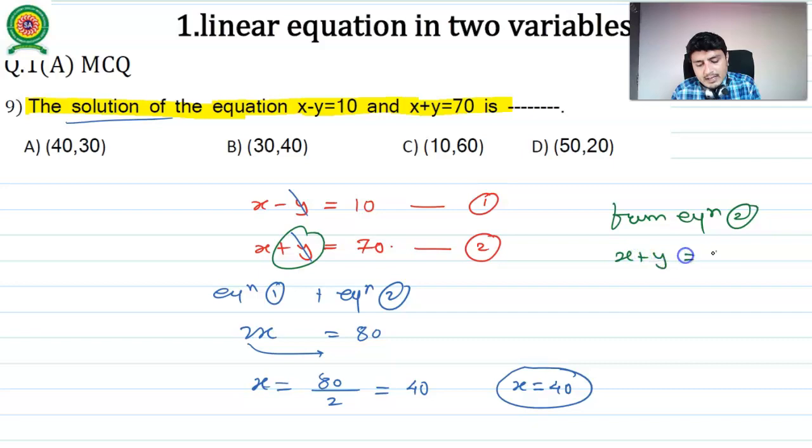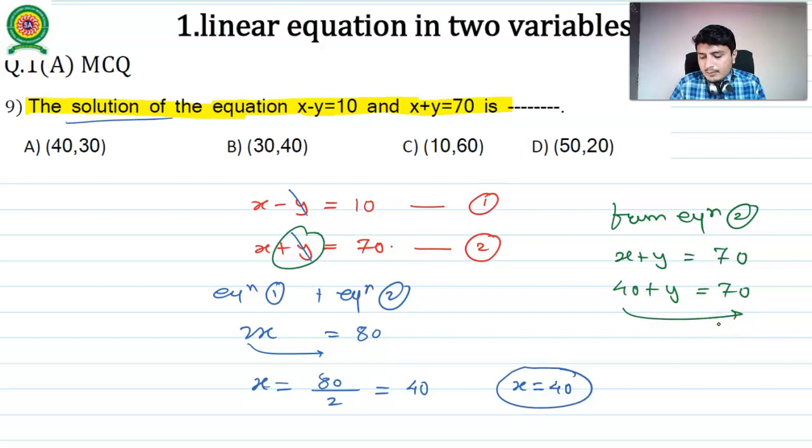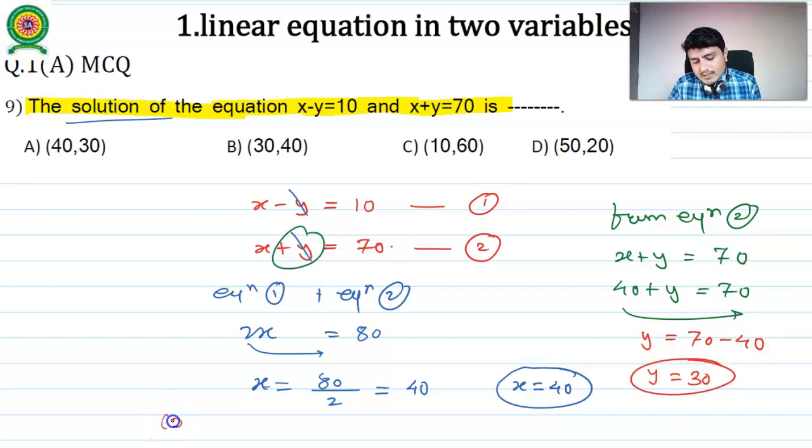x plus y equals 70. The value of x is 40. So 40 plus y equals 70. Now to evaluate the value of y, once we shift the 40 from LHS to RHS, we get y equals 70 minus 40, that is 30. So the value of x is 40 and y is 30. So the solution is of the form (x, y) equals (40, 30).